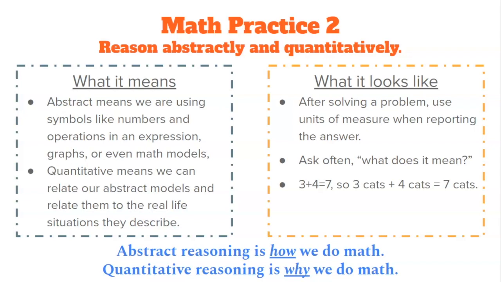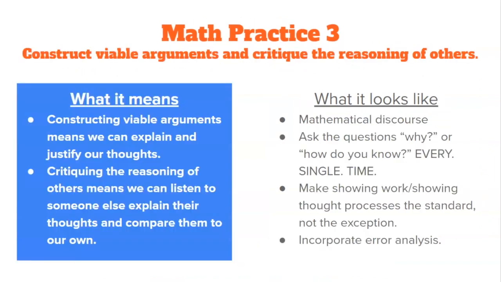And my students now, and there's times where I forget, and I say x equals 7, and they're like, 7 what, Mrs. Proctor? We have to make it quantitative again. And so that's pretty exciting. Abstract reasoning is how we do the math, but quantitative is why we do the math. Math practice 3 is construct viable arguments and critique the reasoning of others.